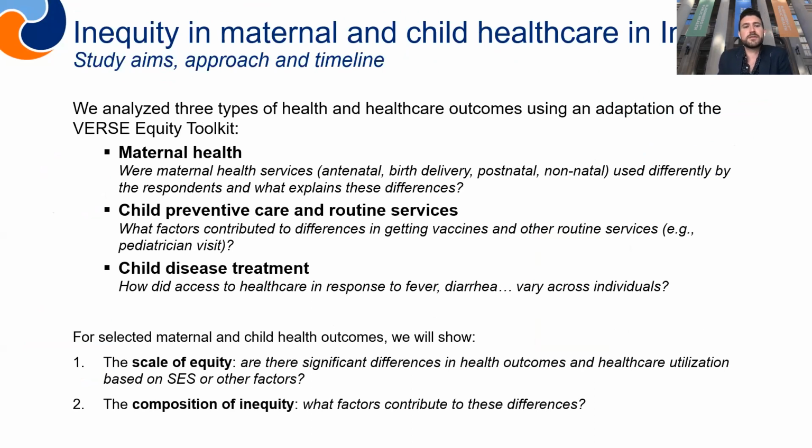And so the maternal child health outcomes we've been looking at are maternal health services that are accessed, like antenatal care visits, facility-based delivery, postnatal care visits used by respondents, child preventative care and routine services, so whether or not they seek care for different types of illness that arise and whether or not, of course, they're vaccinated, and child treatment of disease. So did you access healthcare in response to a particular illness?